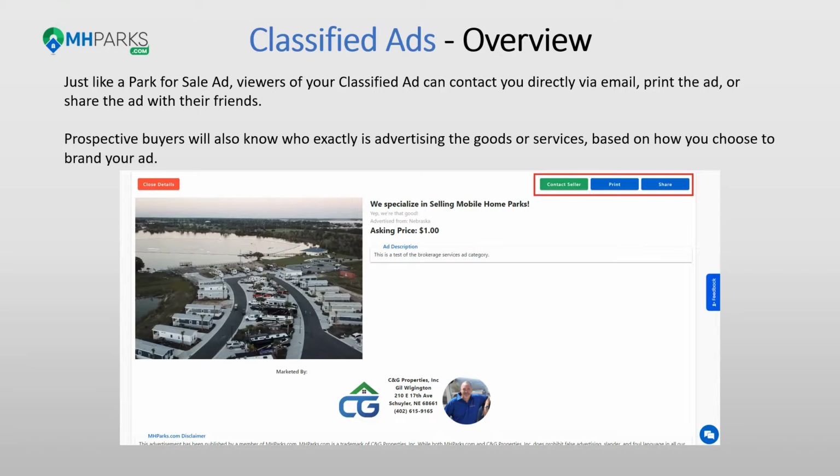Just like our Parks for Sale ads, when you publish a classified ad, viewers of your advertisement will be able to contact you directly via email using our contact seller button, print the ad, or even share the ad with a friend. Maybe there's somebody else they want to forward that ad on to that might find it interesting. They can share that ad with their friends.